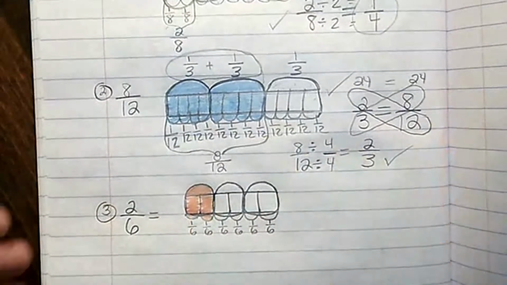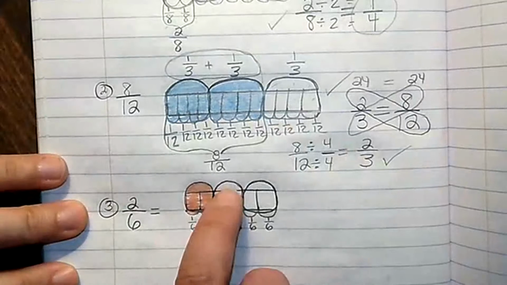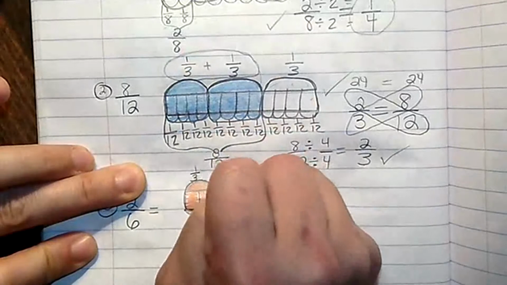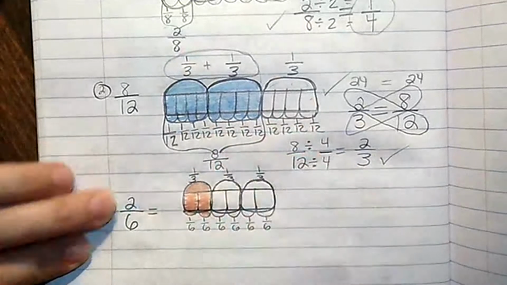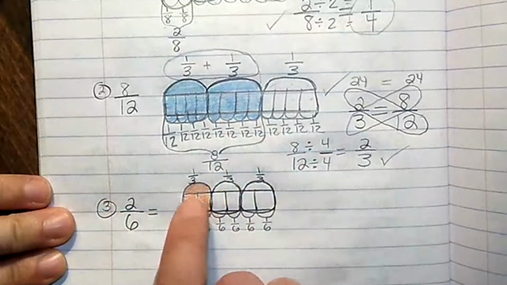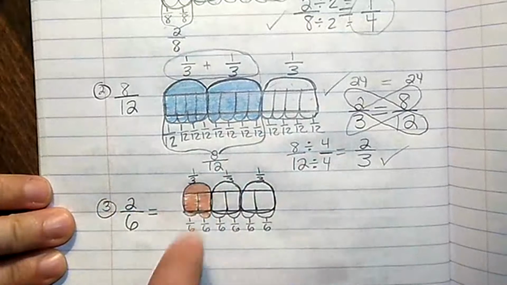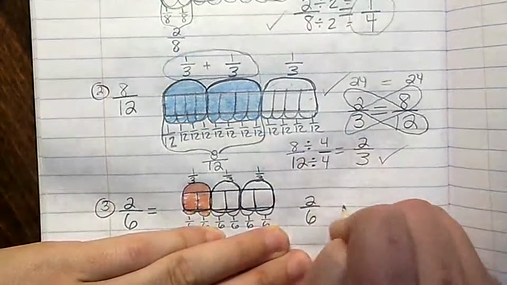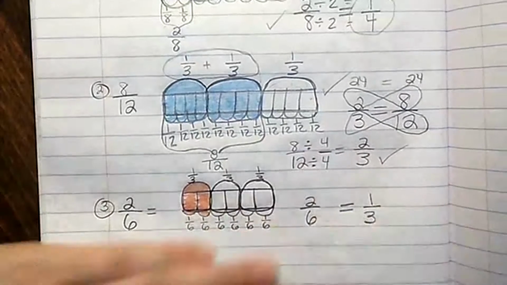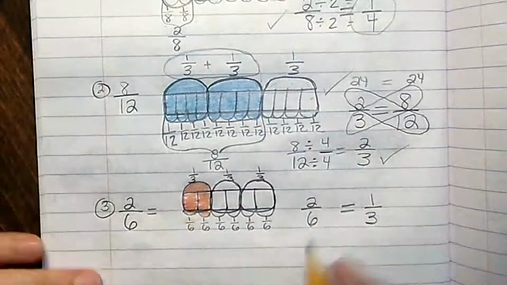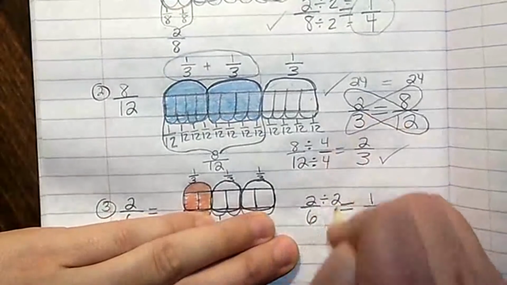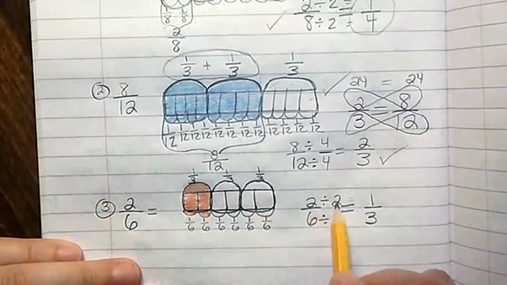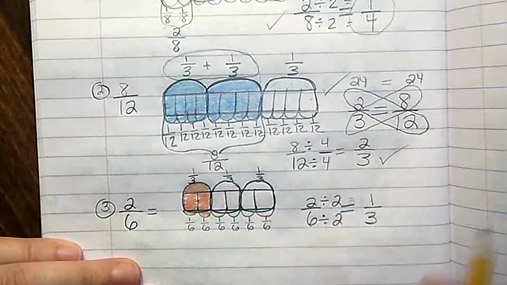Now let's count how many jelly beans we have on the top. 1, 2, 3. So that means this one's 1/3, and 1/3, and 1/3. So it shows me that 1/3 equals 2/6. So I think that 2/6 is equal to 1/3. I had one piece, it got split into 2, so I'm going to divide by 2 on top, divide by 2 on the bottom. 2 divided by 2 is 1. 6 divided by 2 is 3.